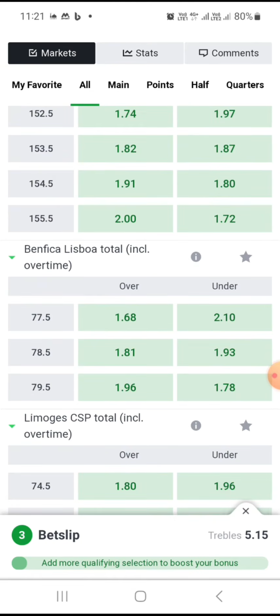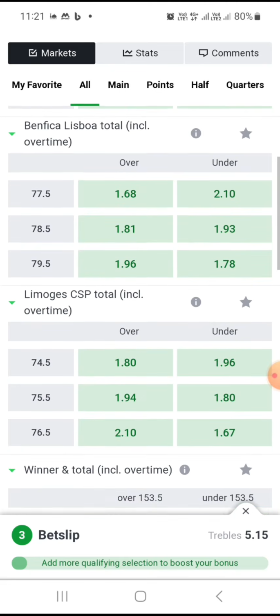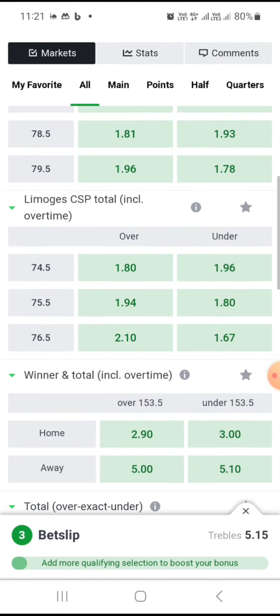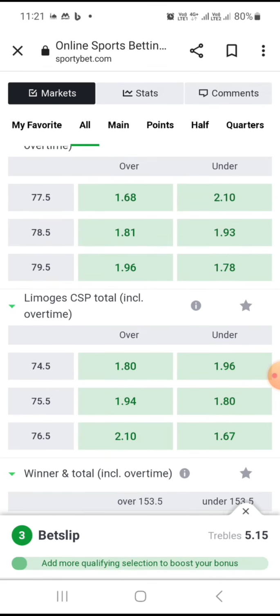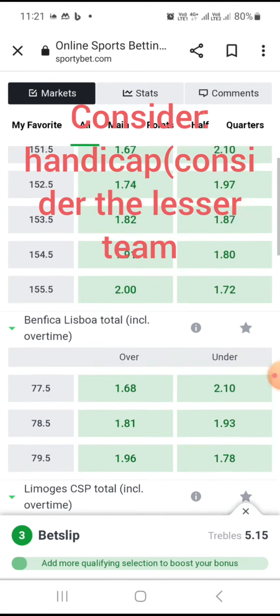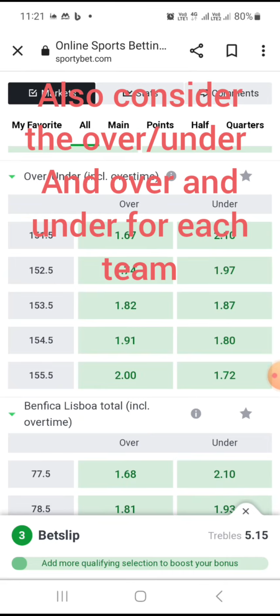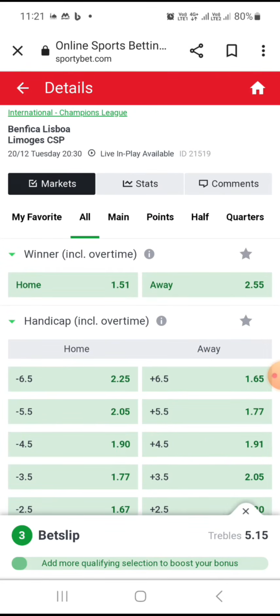Like Benfica, the over there is 77.5, and the under is 79.5. The difference is not much. Then in Limoges, the over there is 74.5 and the under there is 76.5. That's it for now. This thing I'm telling you is for those who are newly starting to bet on basketball. These are the ones you have to try first before you go deep.